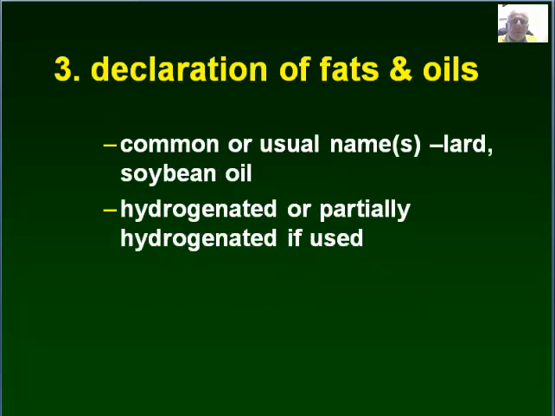Let's look at fats and oils as well. There are some regulations related to declaration of fats and oils as part of the ingredient statement. Common or usual names are required. Lard, soybean oil, canola oil, olive oil. Those are all examples of common or usual names for the types of oils that we might find being used as ingredients. If it's been hydrogenated or partially hydrogenated, then that needs to be included. So it would say hydrogenated soybean oil or partially hydrogenated soybean oil.